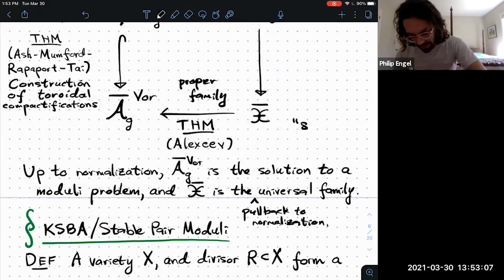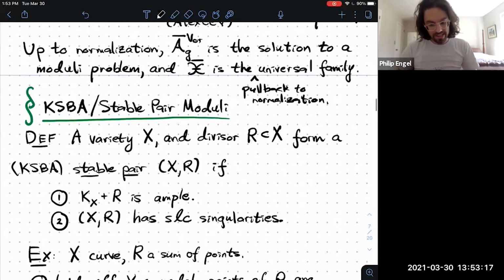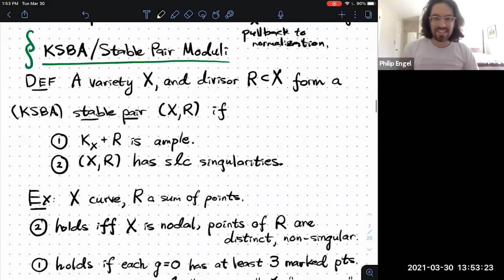So what is this moduli problem? It's the moduli of so-called semiabelic pairs, which I will discuss a tiny bit now, though this is not my area of expertise. So, you know, I will necessarily simplify some things. Okay, so this is sometimes called a KSBA moduli after Kollár, Shepherd-Barron, and Alexeev. Most recently, because I've been writing papers with Valery, we call it stable pair moduli.